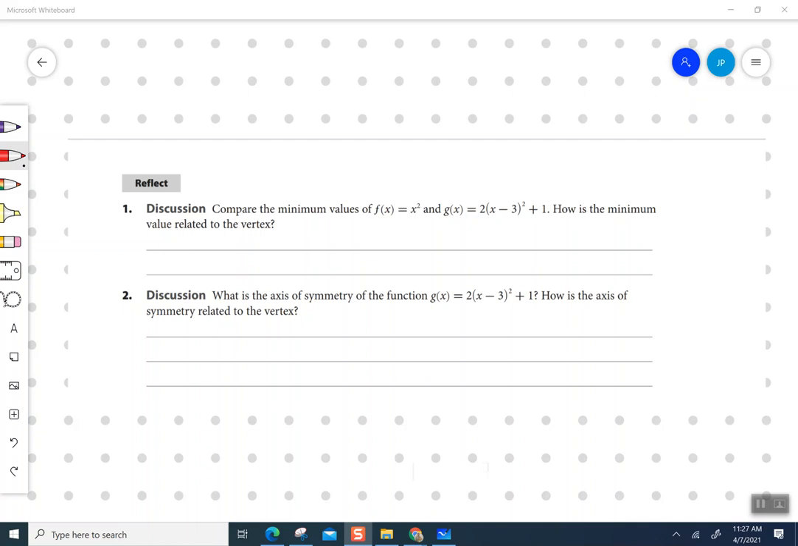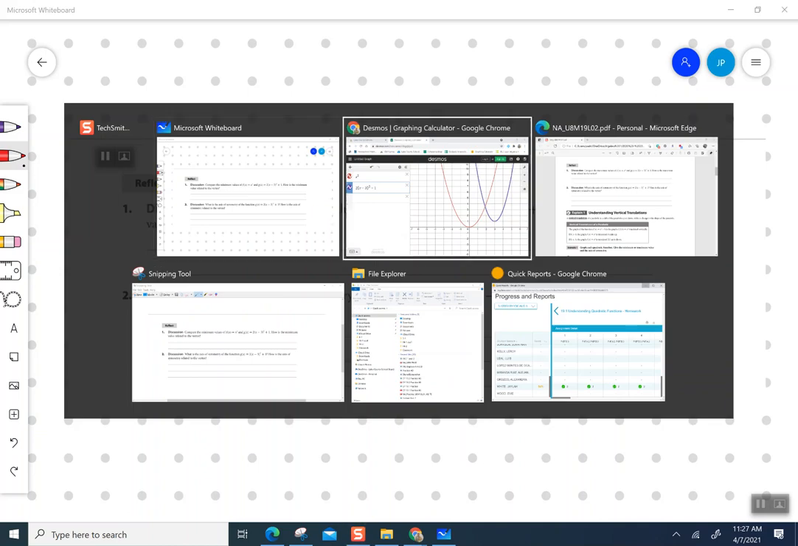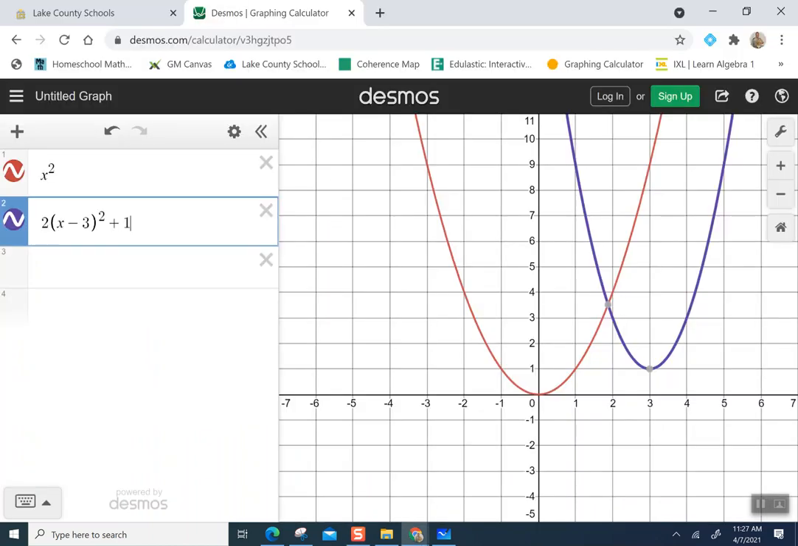Okay, so for question 1, it's important that you have it already graphed so you could look at it. So let's go back to Desmos. And on Desmos, I'll notice that for my parent function, x squared, my minimum value happened right here at 0. Okay, so now the question is, what happened to my minimum value when I moved the graph 3 units to the right and 1 unit up? Well, my minimum value is no longer 0.